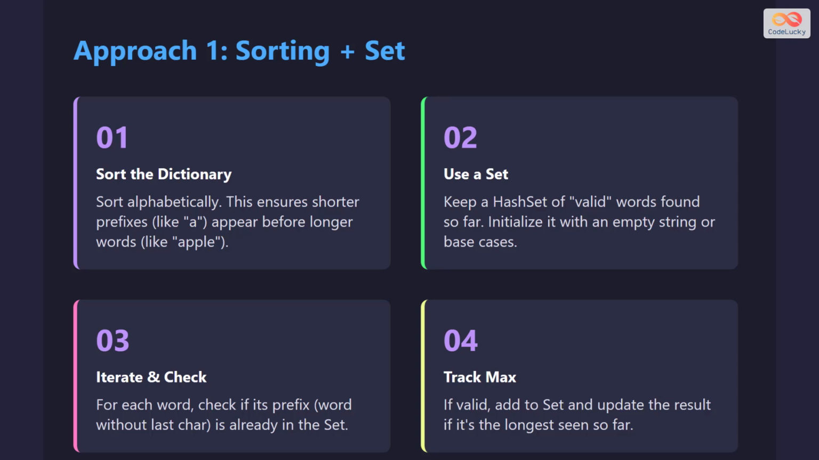Our first approach is intuitive and efficient. We start by sorting the dictionary alphabetically. This is a crucial step because it ensures that shorter words appear before longer words that share the same prefix. We then iterate through the sorted list and use a hash set to store valid words we have successfully built so far.